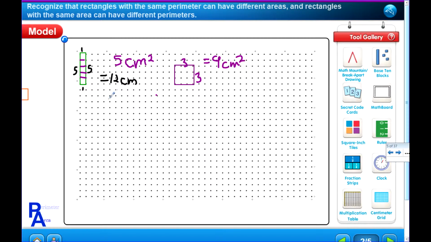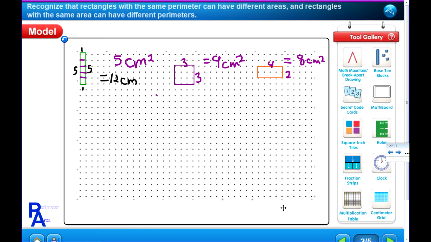Well, let's look at this other rectangle, and if you notice, it also is 12 centimeters to go all the way around the perimeter. 1, 2, 3, 4. 4 on this side. How many on this side? 2. What is the area? The area is 4 times 2 equals 8 centimeters squared. So all 3 of these shapes have a perimeter that is the same, 12 centimeters.